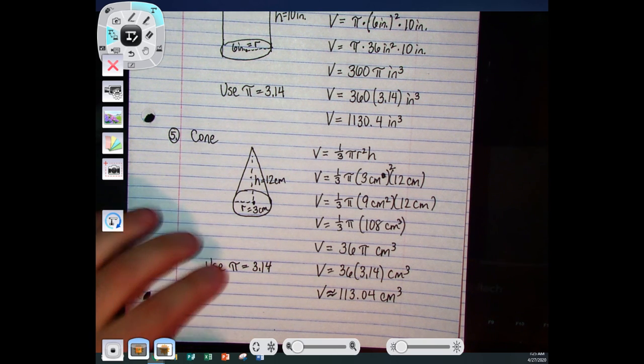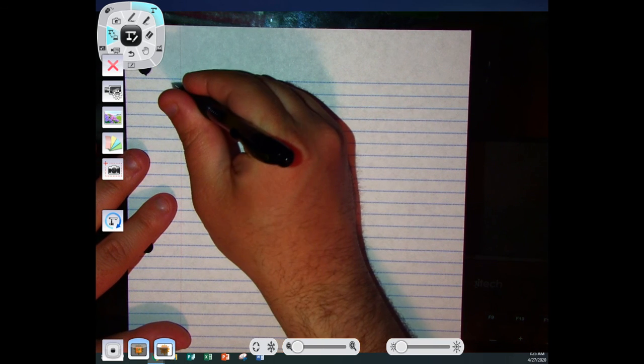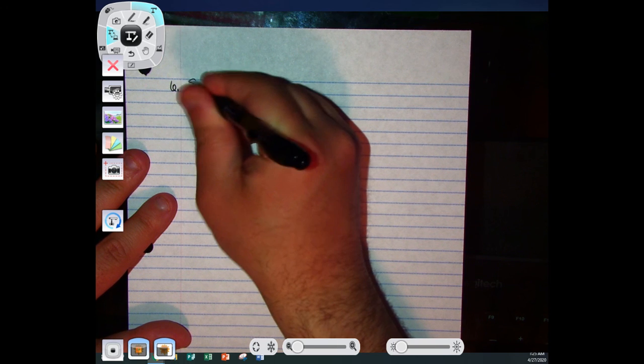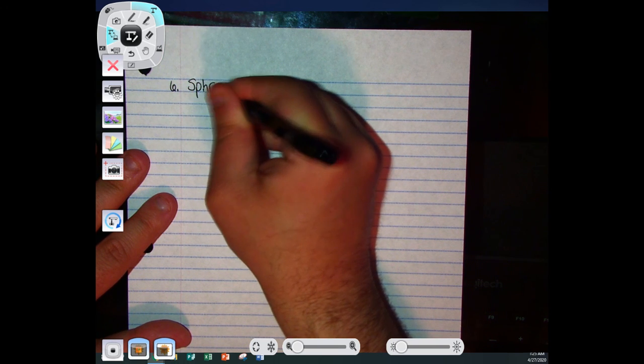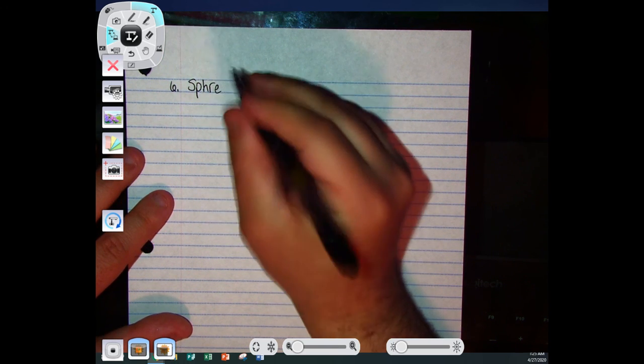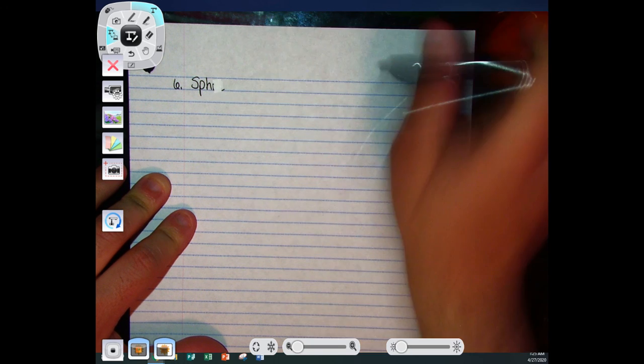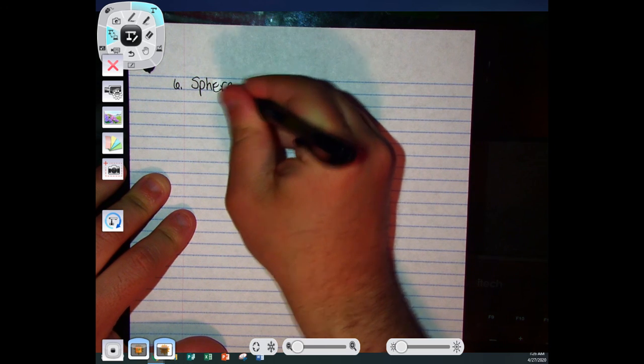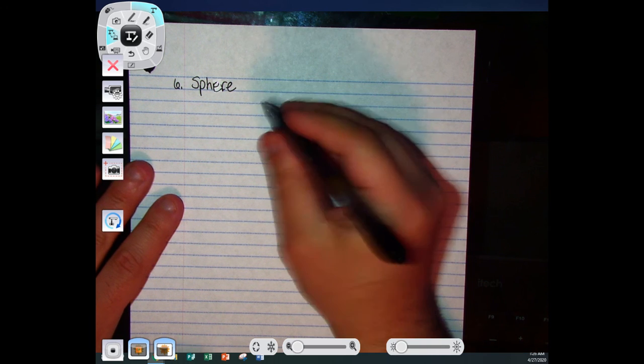All right. Last but not least. The last three-dimensional figure that we're going to look at for volume here is a sphere. You see lots of spheres out there. It would help if I could spell today. There we go, sphere. The Earth is a giant sphere. Soccer balls, basketballs, baseballs, those are spheres.